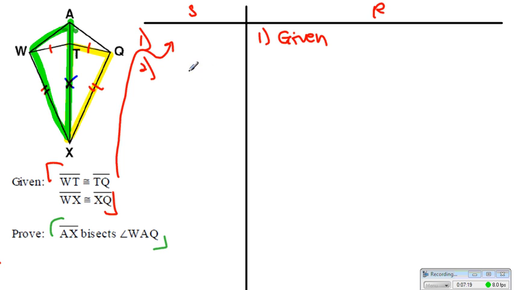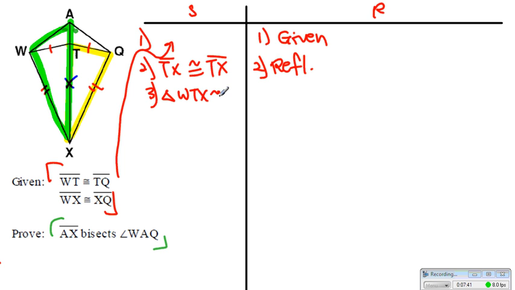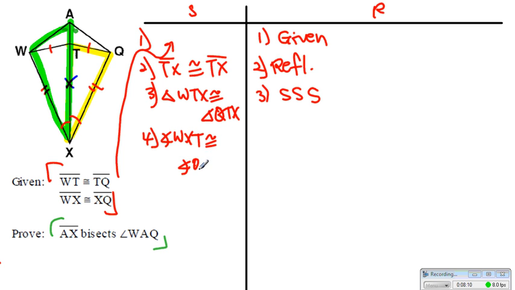Statement number 2. Then we can say line segment TX must be congruent to TX. Yes, the reasoning will be reflexive property. Now, number 3. Therefore, we can say triangle WTX must be congruent to triangle QTX, and for statement number 3, the reasoning will be yes, SSS. Number 4. After saying that, what we could have done was say this angle must be congruent to that angle by CPCTC. So we are looking at angle WXT must be congruent to angle QXT.